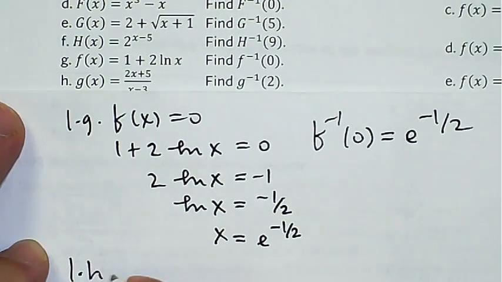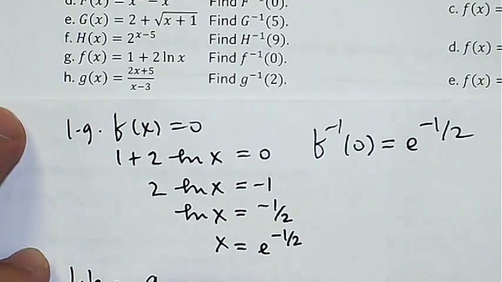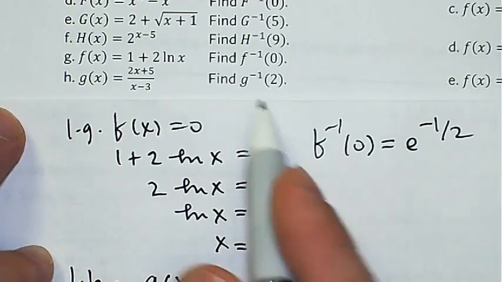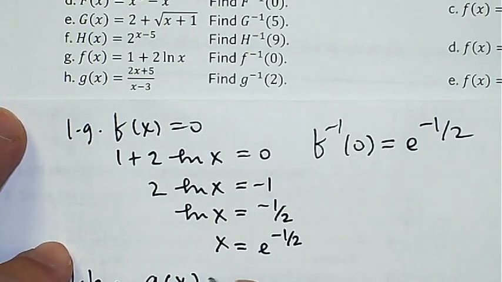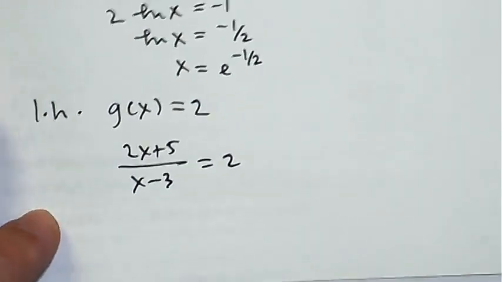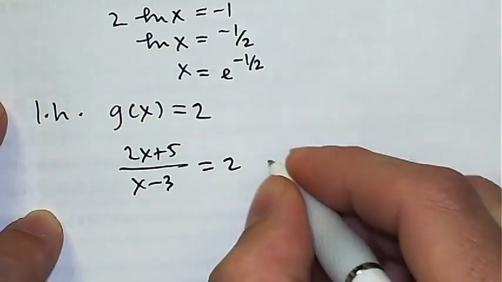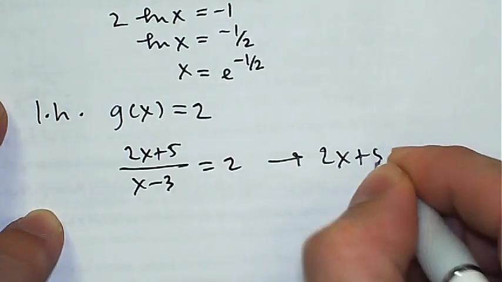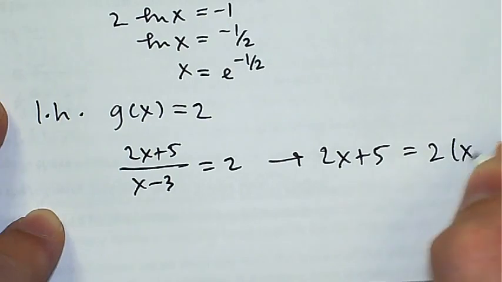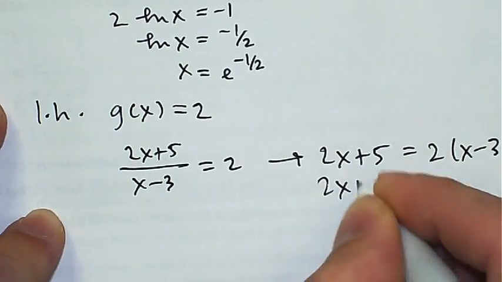Okay. Then for 1h, I've got g of x. If I want g inverse of 2, I want g of x equals 2. So that's 2x plus 5 over x minus 3 equals 2. Oh, whoops, didn't realize it wasn't on the screen anymore. And then I'm going to multiply both sides by this x minus 3. So I'd have 2x plus 5 equals 2 times x minus 3.